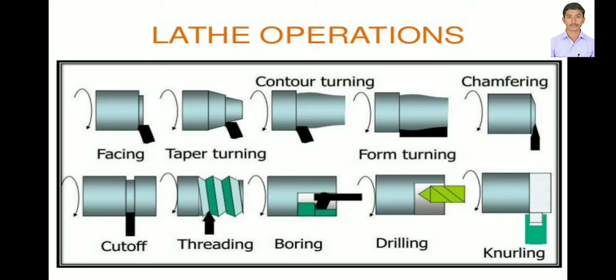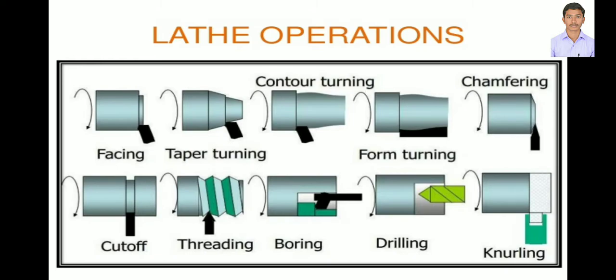You can see the diagrams of the operations: facing, taper turning, contour turning, form turning, chamfering, cut off, threading, boring, drilling and knurling. Facing means removing material from the face of the workpiece, layer by layer, as chips. So, that is the facing operation.